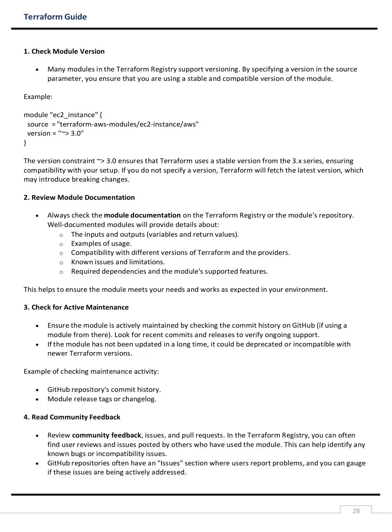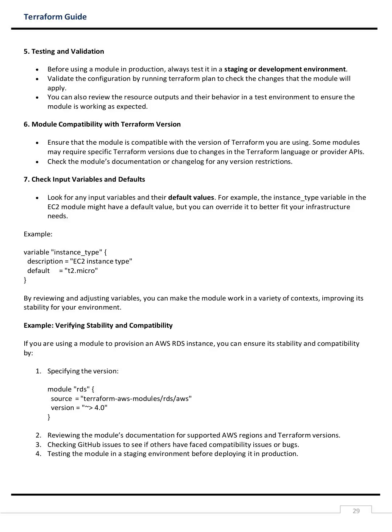4. Read community feedback. Review community feedback, issues, and pull requests. In the Terraform registry, you can often find user reviews and issues posted by others who have used the module. This can help identify any known bugs or incompatibility issues. GitHub repositories often have an issues section where users report problems, and you can gauge if these issues are being actively addressed.